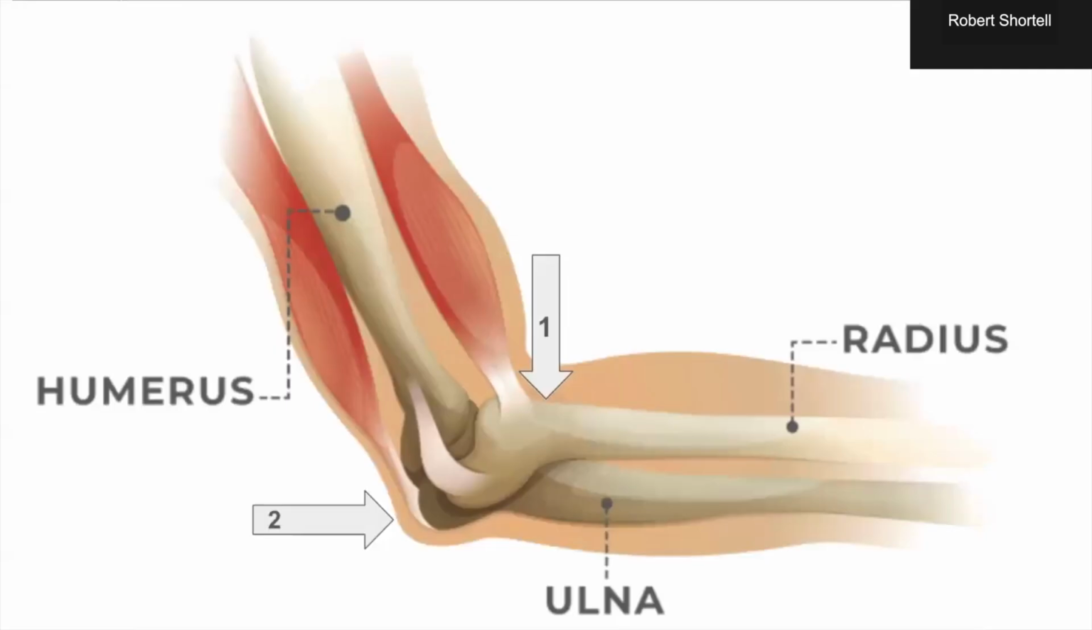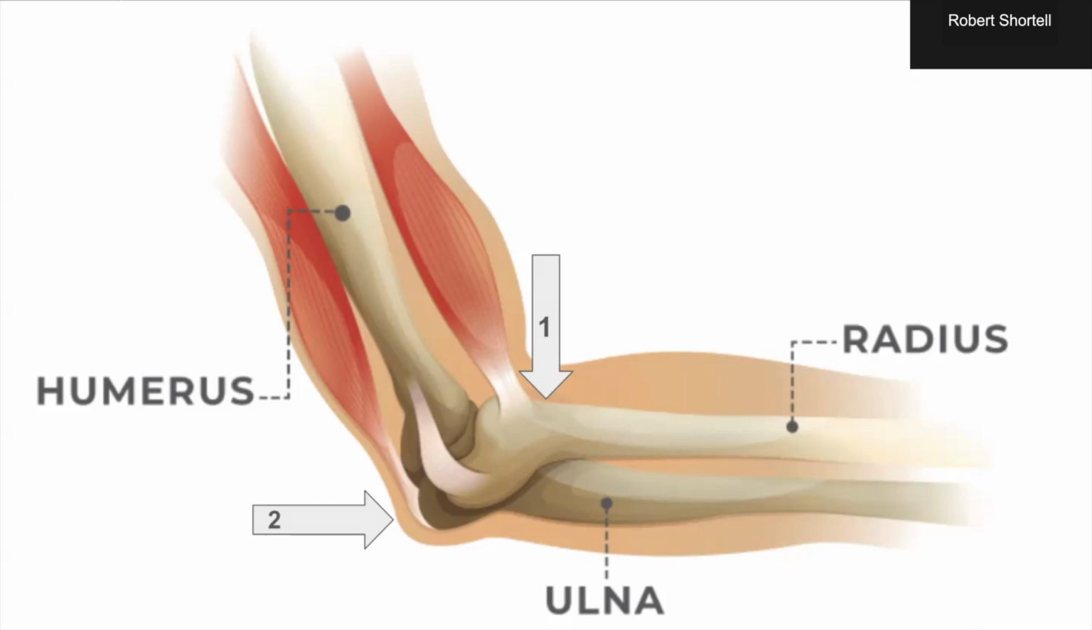So there are two main conditions that we encounter. The first is tennis elbow, which is where number 1 is. That means pain on the outside of the elbow. The second is number 2, and that's more golfer's elbow. Golfer's elbow is more pain on the inside of the elbow joint.